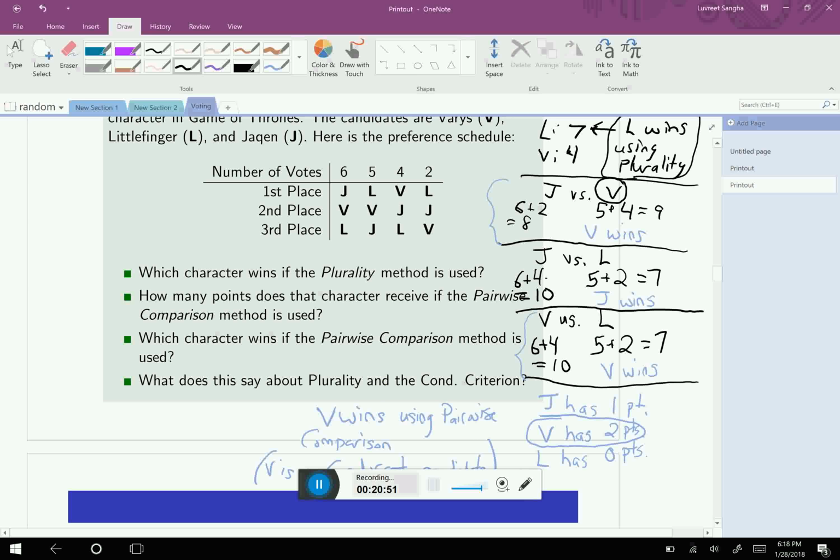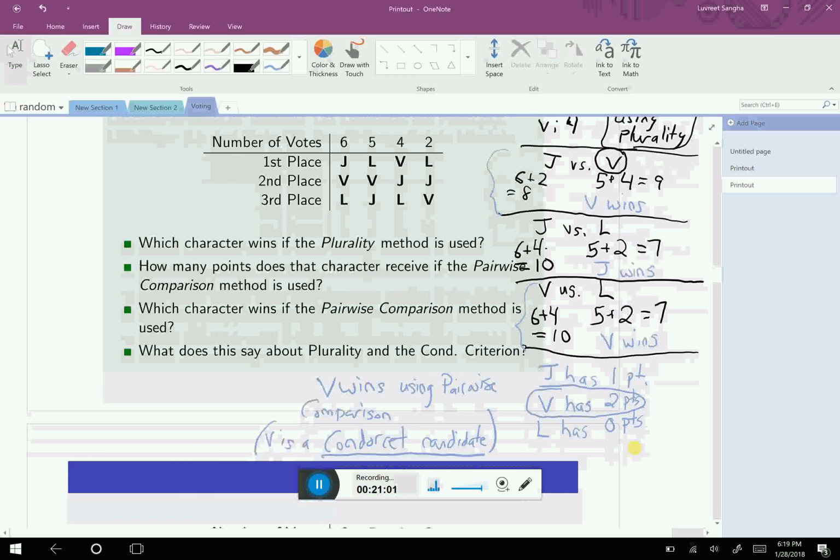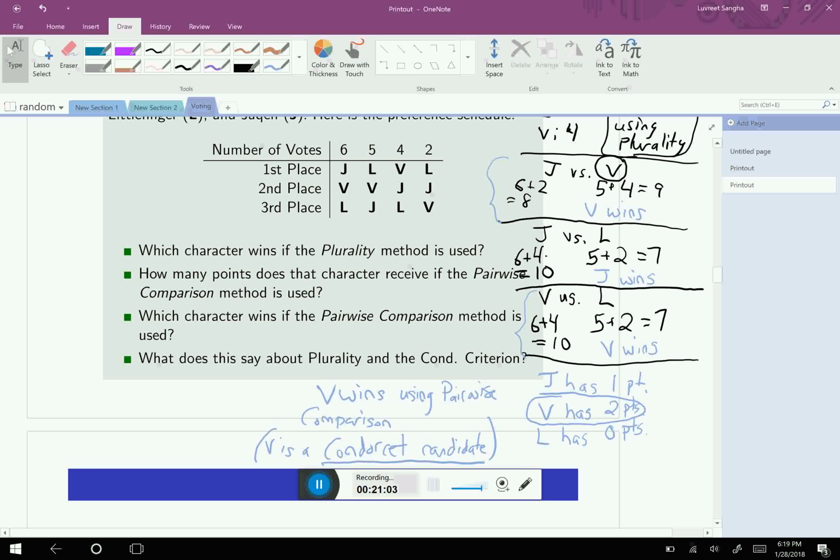Well, using plurality, we just found an example. Sorry, that's not right. Let me fix that. So we just found an example. We're using plurality. The Condorcet candidate is V. The Condorcet candidate lost using plurality. So since the Condorcet candidate lost, that means that plurality violates the Condorcet criterion.